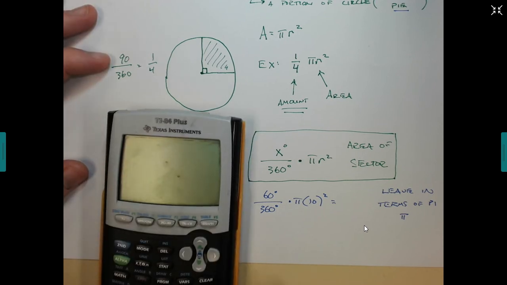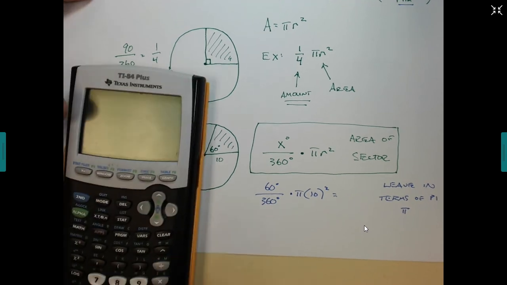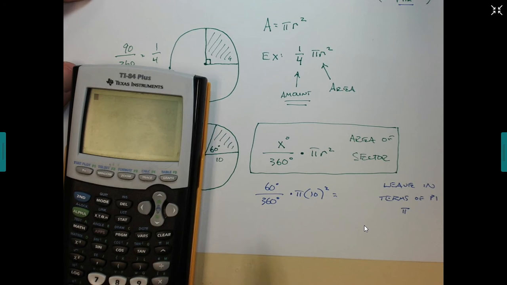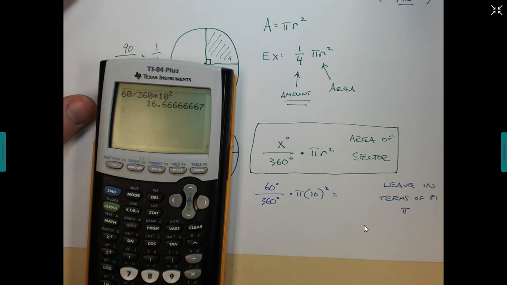So, here's my calculator that doesn't work. Here's the one that does work. Live TV here. All right. So just watch how simple I can do this. I'm just going to basically put into the calculator 60 divided by 360 times 10 squared. Now, if I get a decimal like this, if I'm going to leave it in terms of pi, our goal is to not round, to have a precise answer. So I don't want to put 16.67 or anything like that.